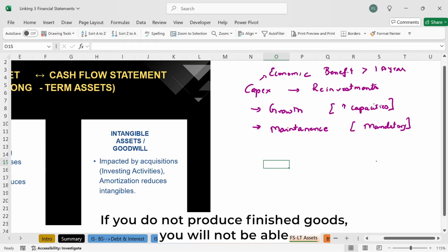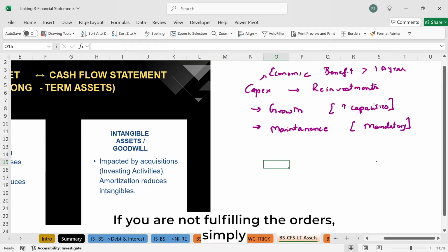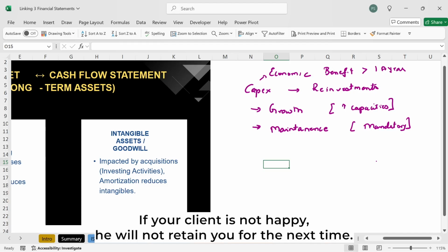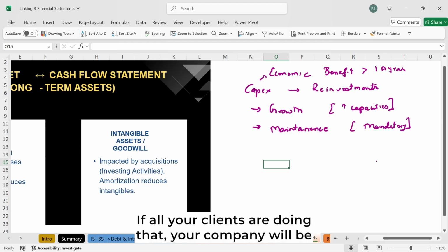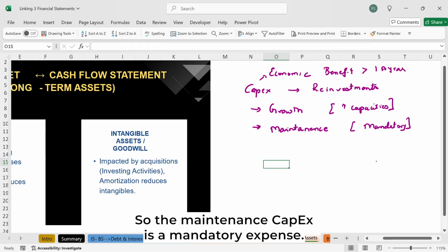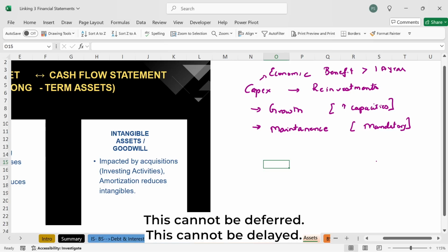If you do not produce finished goods, you will not be able to fulfill the orders. If you are not fulfilling the orders, simply your client will not be happy. If your client is not happy, he will not retain you for the next time. If all your clients start doing that, your company will be in a stressful situation. So the maintenance capex is a mandatory expense. You have to incur it no matter what. This cannot be deferred, this cannot be delayed.